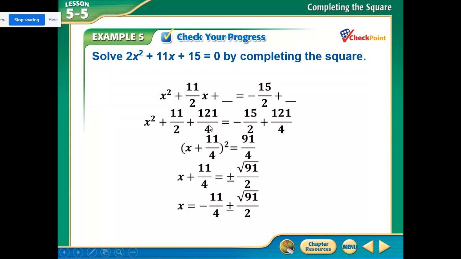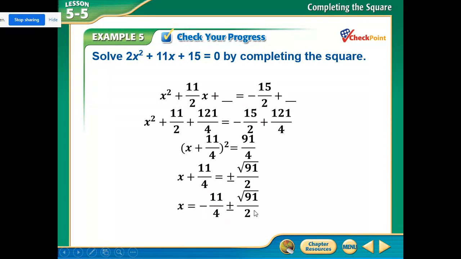Okay, again, this is where it gets really messy, but I can put that in a calculator. 121 fourths and negative 15 halves gives me 91 fourths. And again, I factor this, square root it. So I have x plus 11 fourths equals plus or minus square root of 91 over 2. And then I move that negative 11 fourths over.